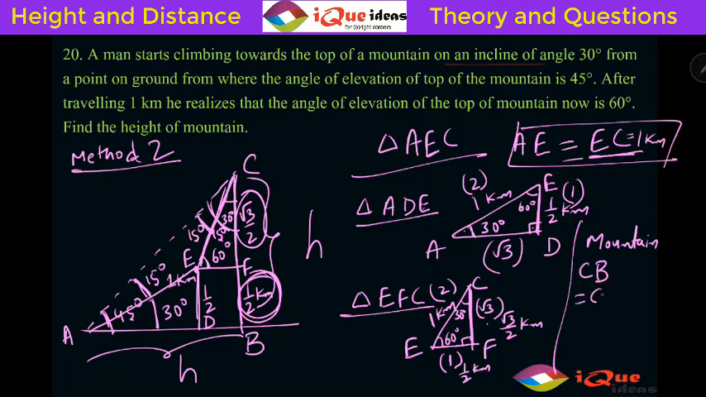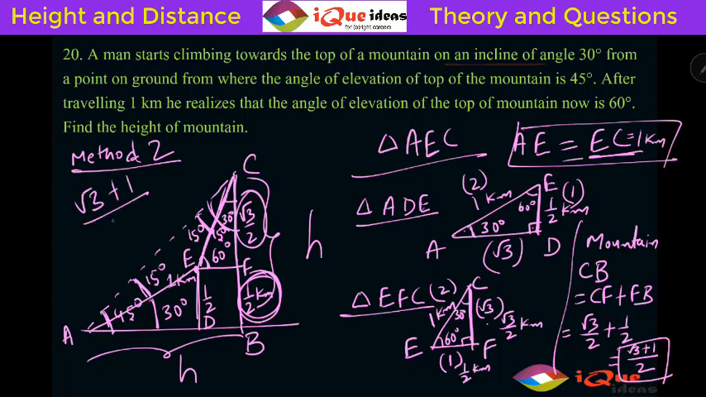Now CB is CF plus FB. CF is root 3 by 2. FB is 1 by 2. Eventually in denominator 2 and in numerator root 3 plus 1. So the answer to this question is root 3 plus 1 by 2 kilometers.